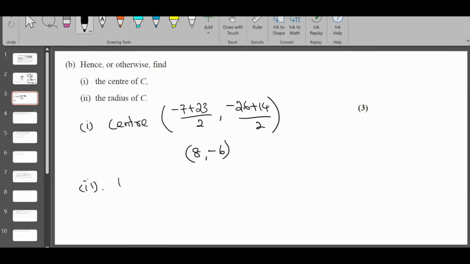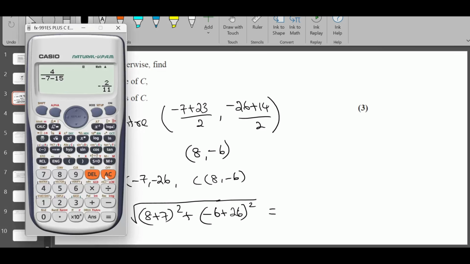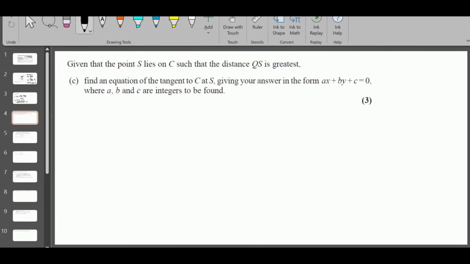Now the radius. We know the center is 8 comma minus 6. You can find the distance between any of these points and the center. So I'm going to take R of minus 7 comma minus 26 and the center 8 comma minus 6. The radius is the square root of (x2 minus x1) the whole squared plus (y2 minus y1), so minus 6 minus of minus 26, the whole squared. That's basically the square root of 15 squared plus 20 squared, which is 25. That's all.